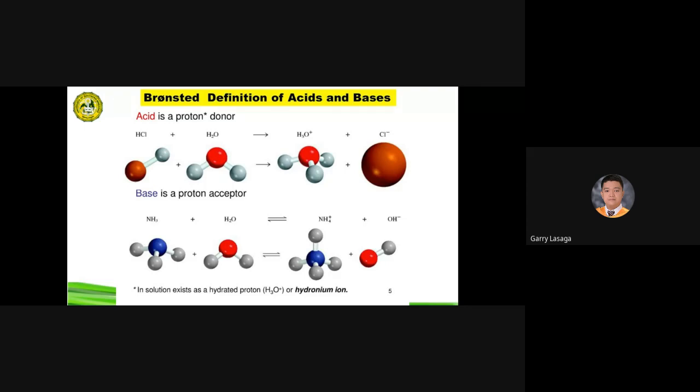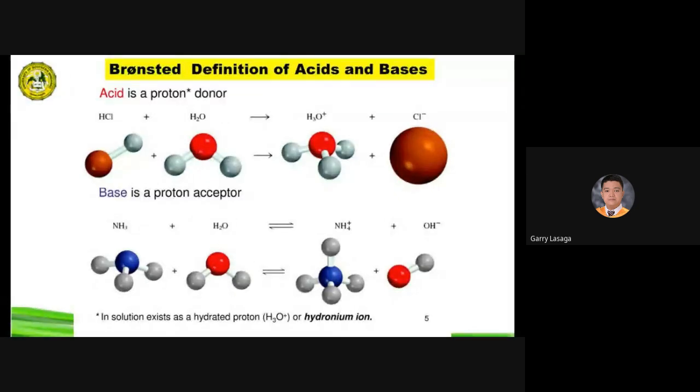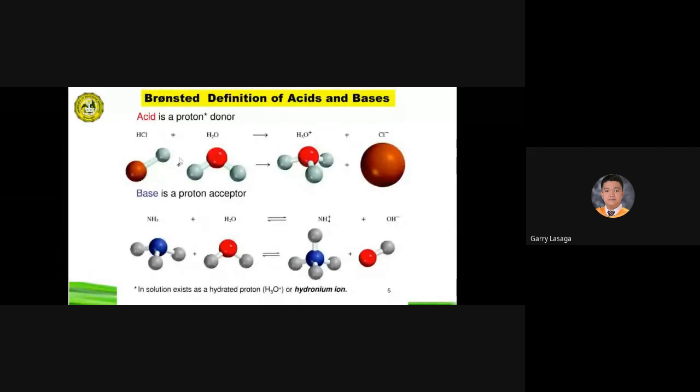So kahapon, we stopped on the Bronsted-Lowry definition of acids and bases. So basically, when we say an acid, according to the Bronsted-Lowry definition, a BL acid or a Bronsted-Lowry acid is a proton donor. So meaning that when this particular acid is placed in water or mixed in water, it will produce hydrogen ions. So it will increase the concentration of the hydrogen ions. Or it will donate its hydrogen ion or H+.